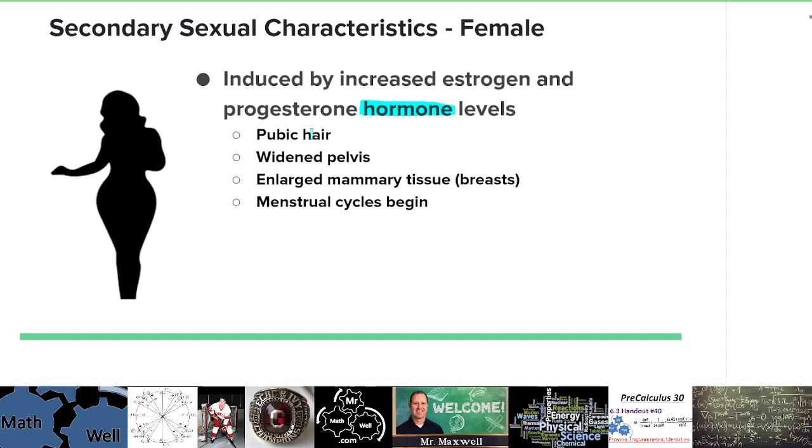Secondary sexual characteristics, female. Now, these will be manifested to varying degrees. Not every woman looks like this silhouette here, but generally there are some things that differentiate through secondary sex characteristics. Good. Any other questions? Nope, no questions.